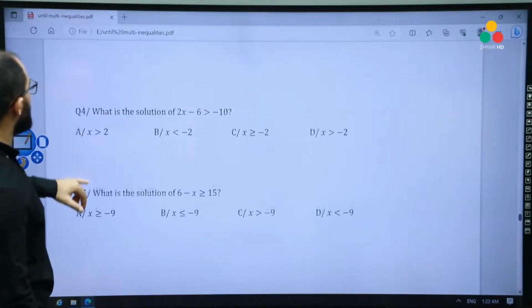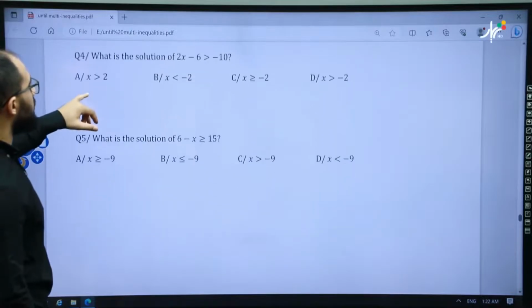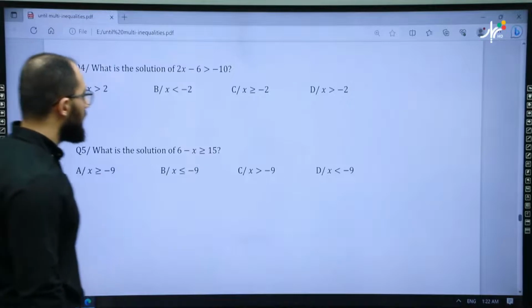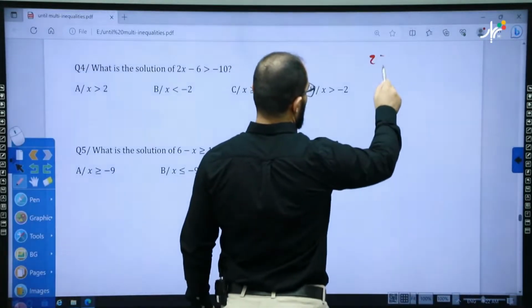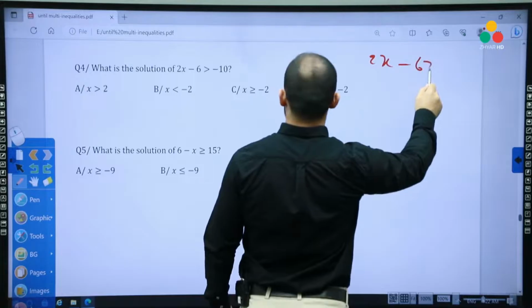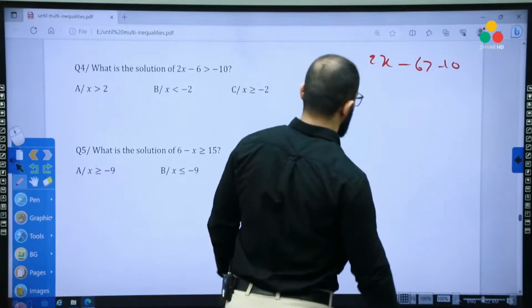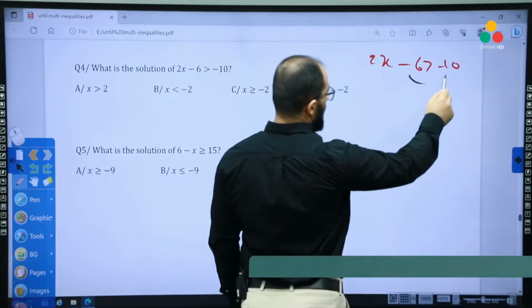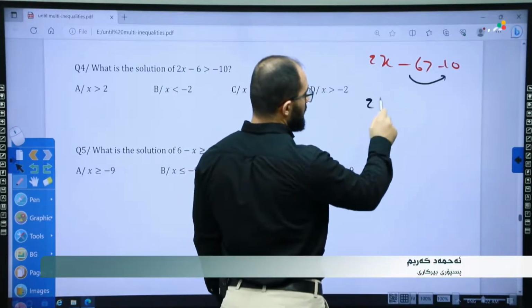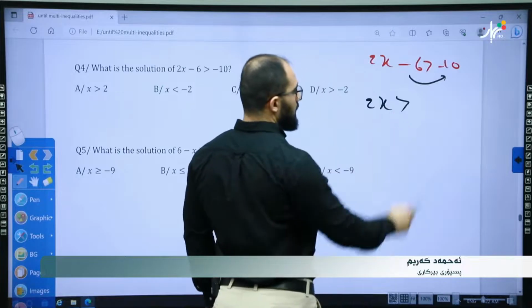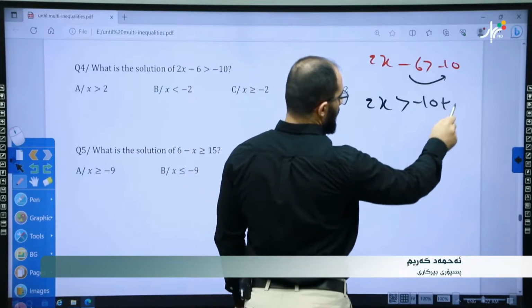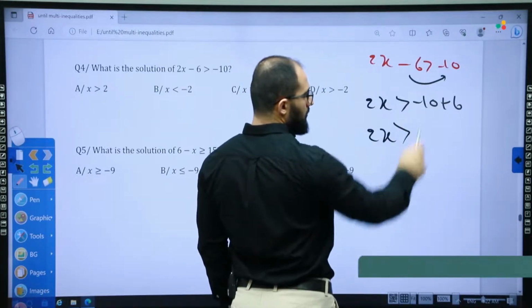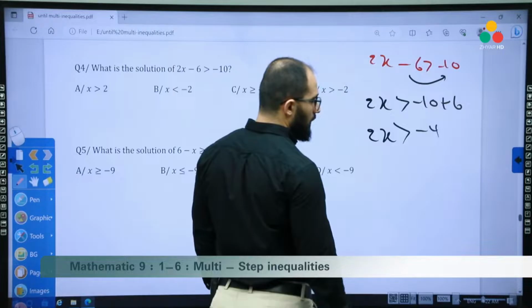So let's go on to the questions. Then we have 2x minus 6 greater than negative 10. Okay. First step, move the negative 6 to the other side. It is going to be 2x greater than negative 10 plus 6. So 2x is greater than negative 10 plus 6, which is negative 4.